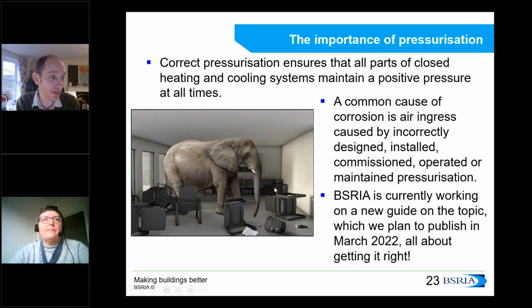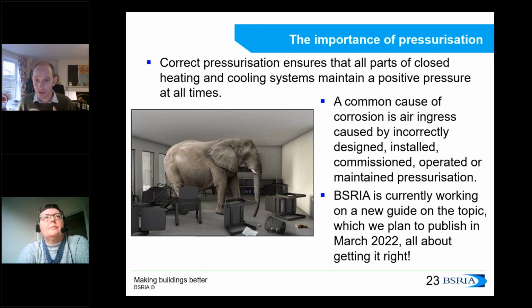So now the elephant in the room. This is something that just kept coming up at the steering group meetings, which was pressurisation. As I've mentioned, oxygen in systems causes corrosion. But it's not just about the oxygen that comes in during the initial fill. It's not even necessarily about the oxygen that comes in during occasional maintenance and top up of the water. If you have constant or regular frequent ingress of oxygen, that is going to cause corrosion problems.